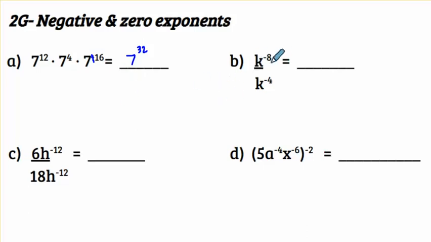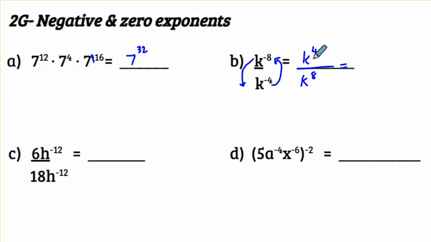All right, for B, we've got several unhappy campers here, right? This dude wants to go downstairs. This dude wants to come upstairs. So let's go ahead and make everybody happy and then figure out what's going on. So the k to the negative 8th is going to come down here to the bottom, and now he's positive. The k to the negative 4th is going to come up to the top, and now he's positive.